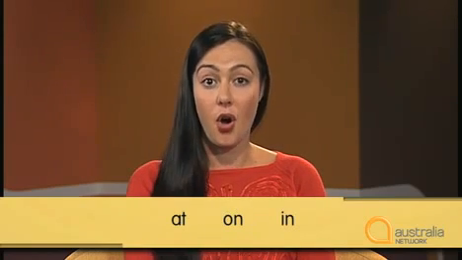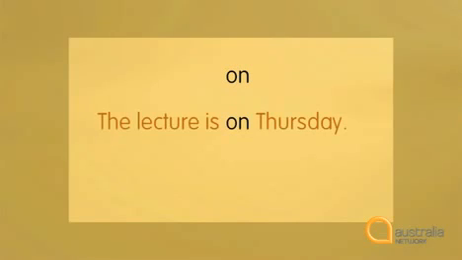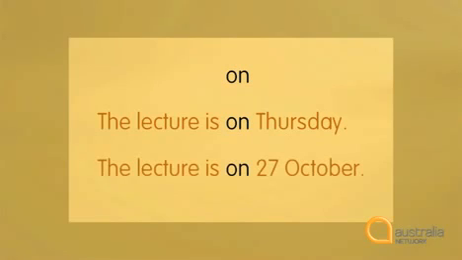The prepositions of time are at, on, and in. Let's look at how they're all used. At is used for times. For example, the lecture is at 7 o'clock. On is used for days and dates. The lecture is on Thursday. The lecture is on the 27th of October.